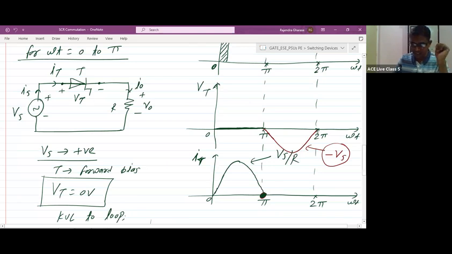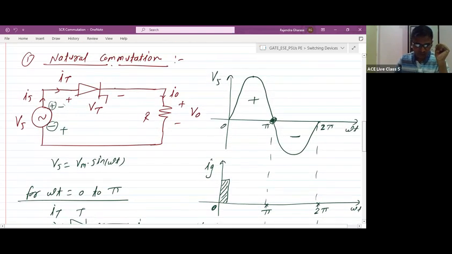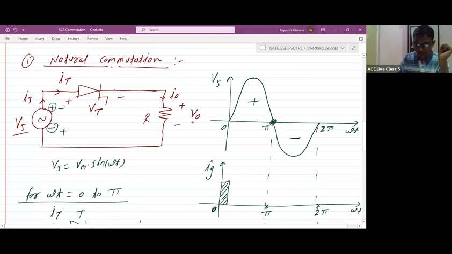You can check in the circuit. In the circuit, we have only the source, load, and the switch. Apart from the source, load, and the switch, is any other element present in the circuit? No. So for natural commutation, external elements for the commutation of the SCR are not required. Natural commutation is due to the nature of the source, the nature of the supply. Is this clear? Next.